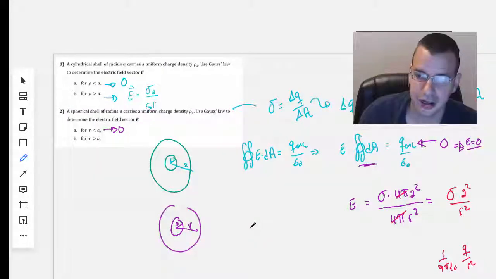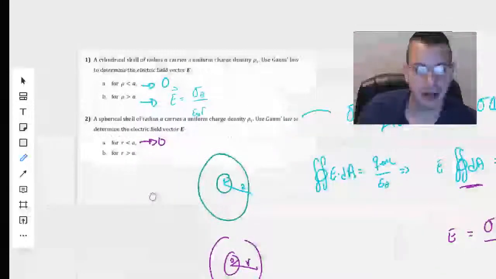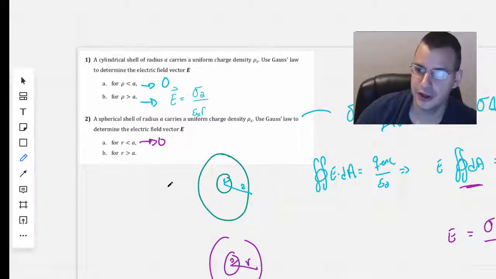And this is how we use Gauss's law on a couple common shapes, a cylindrical shell and a spherical shell.